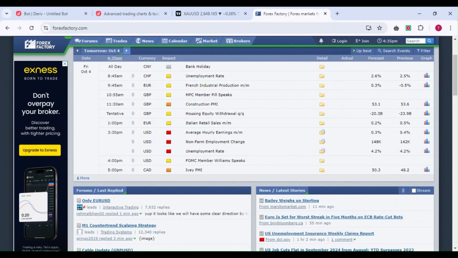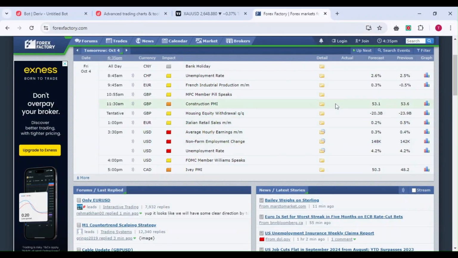So tomorrow will be the first Friday of this October month. So here you can see at 3:30 p.m. we have non-farm employment change, which will affect the dollar tomorrow. And you see we have the forecast, the previous and the actual. Currently the actual has not been set because we have not reached October 4. So this actual will determine how the market will move for the dollar. The non-farm employment is also represented by what we call the NFP.